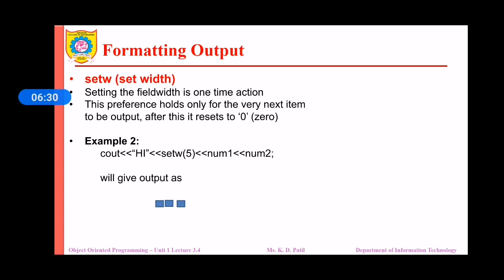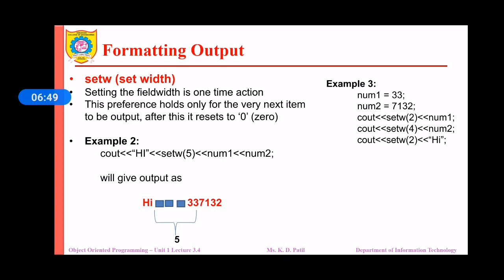So let us check the output. See, here we will get the output. As I told you, num1 occupies only 2 spaces, so only 2 characters, so 33 will be printed and the remaining left side 3 spaces will be blank. Let us see the third example.